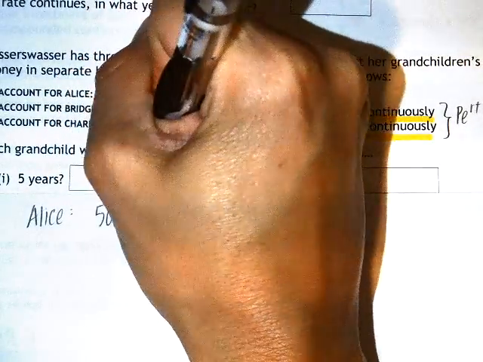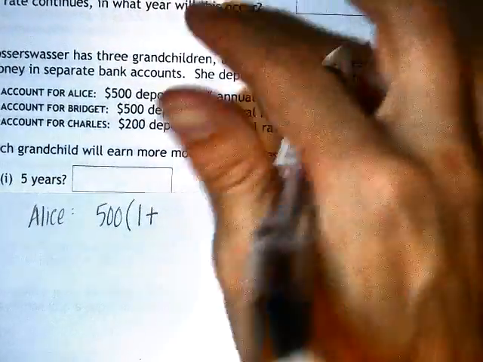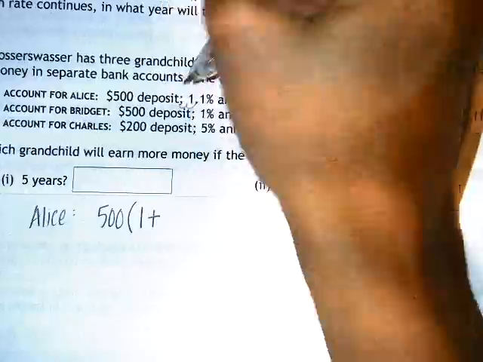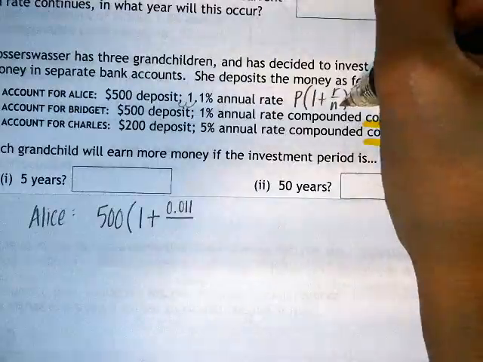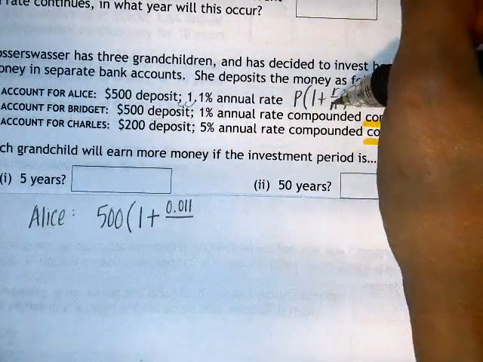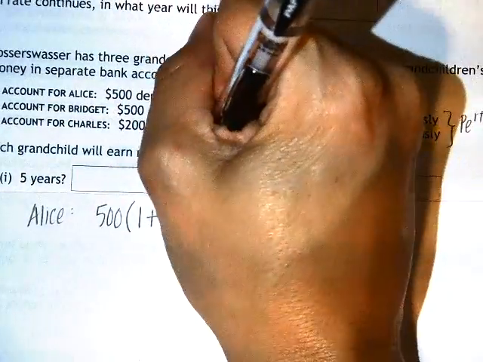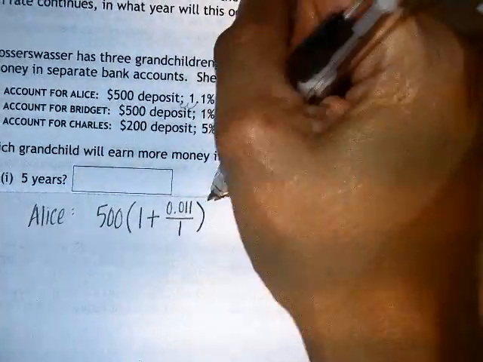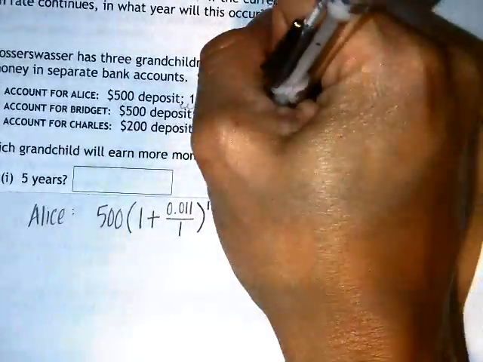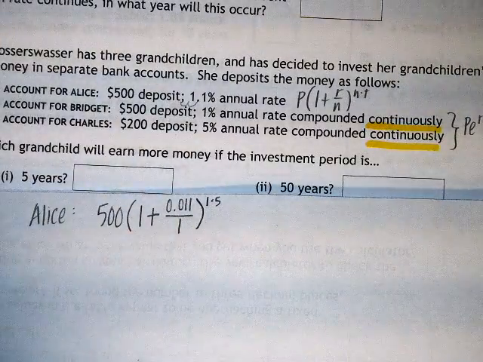So P, that's her $500 deposit, parentheses, 1 plus R, that's her interest rate, 1.1%, but I have to convert it to a decimal, so move the decimal 2 places to the left, that's 0.011, divided by N, that's how many times a year, or the frequency you're compounding. It doesn't say we're breaking up the year into smaller amounts, so we can assume that she's getting it annually, 1 time a year, since they didn't say otherwise. Then close the parentheses to the power of n is 1 again, because it's the same n, times t. T is 5 years. So I'll plug all of that in.